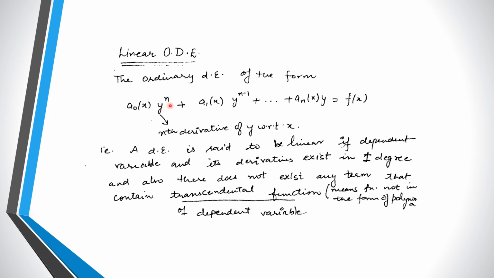This y to the power n means the nth derivative of y with respect to x. Y to the power n minus 1 means the n minus 1th derivative of y with respect to x, and so on. A differential equation is said to be linear if the dependent variable and its derivatives all exist in 1 degree. 1 degree means their power is exactly 1, neither less than 1 nor greater than 1.